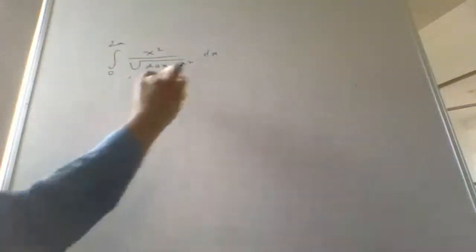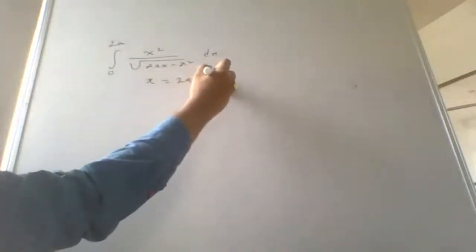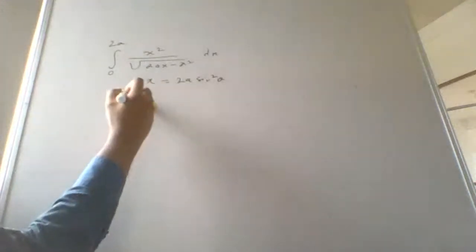Now, for these kinds of problems, we have to substitute x as some substitution. I am taking x as 2a sine square theta. Because we have a reduction formula with respect to sine, that's why I'm considering this. Now let us substitute it.